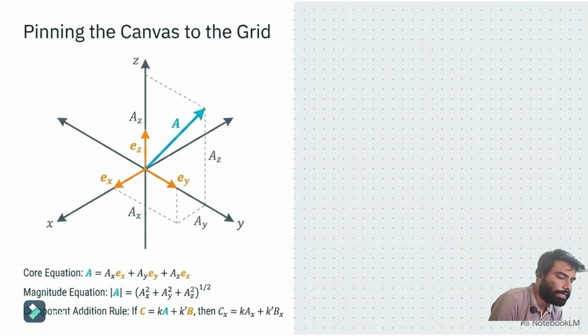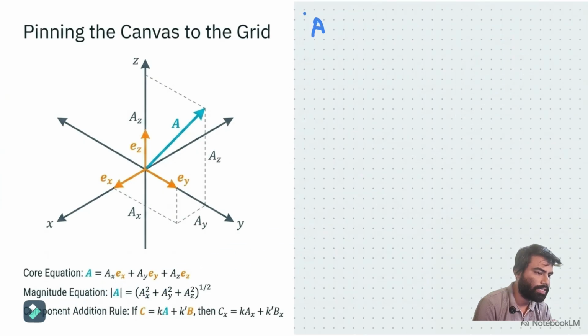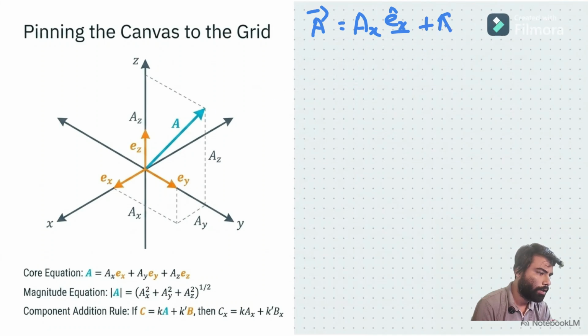Now let's understand the vector component. A vector A can be written with its components. Like this is our vector A. Now we have to find the value of each component. In the x direction the component is ax, and we write it with ex. We'll discuss this term ex too, but first we are writing down the entire vector: ax ex plus ay ey plus az ez.